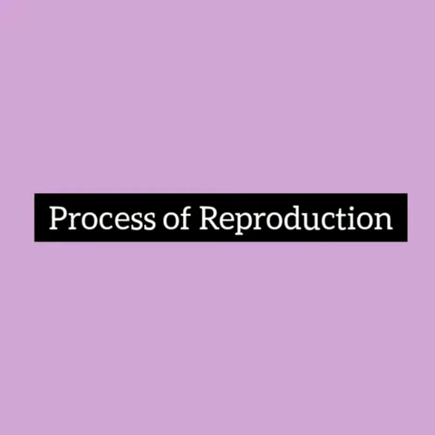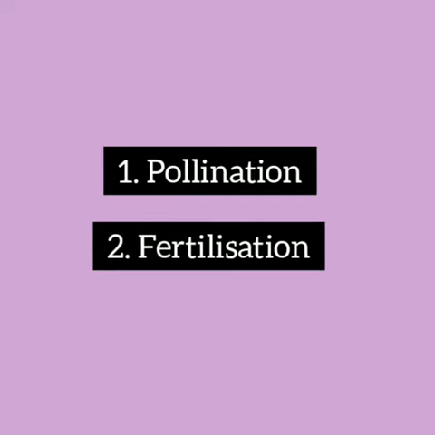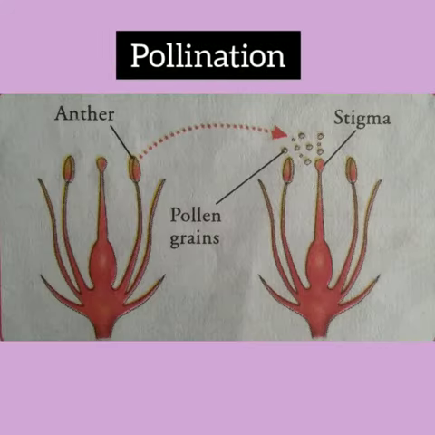Process of reproduction. Reproduction in flowering plants takes place in two steps. First step involves pollination and second step involves fertilization. The transfer of pollen grains from an anther of a flower to the stigma of the same or different flower of the same kind is called pollination.